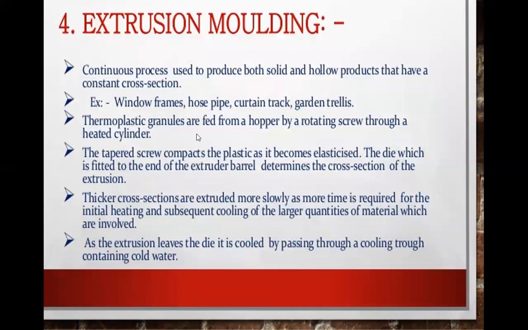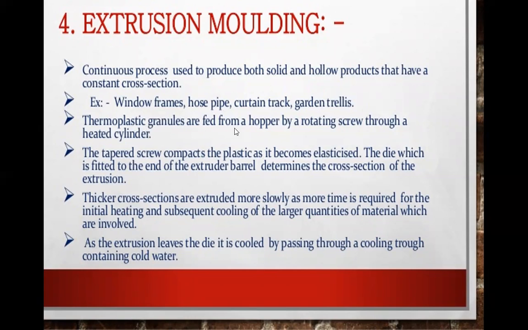So it is also a continuous process used to produce both solid and hollow products like tubes and pipes. PVC pipes, polyvinyl chloride pipes, are synthesized or manufactured by using this method, that is extrusion molding. Examples are window frames, hose pipes, curtain tracks, and garden trellis.